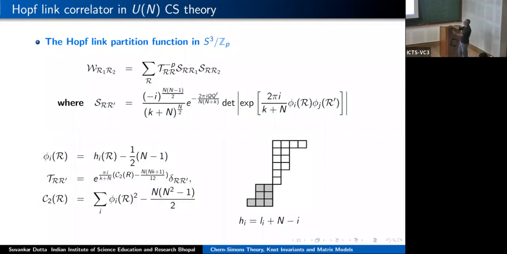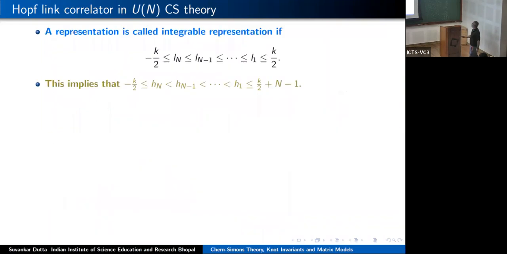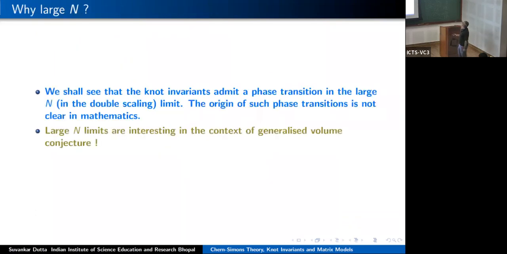So this is the form of W_R1,R2 in UN Chern-Simons theory in S3 mod ZP, okay? So far I haven't taken any large N, large K, anything. I didn't mention one thing, that is all the representations that appear here.